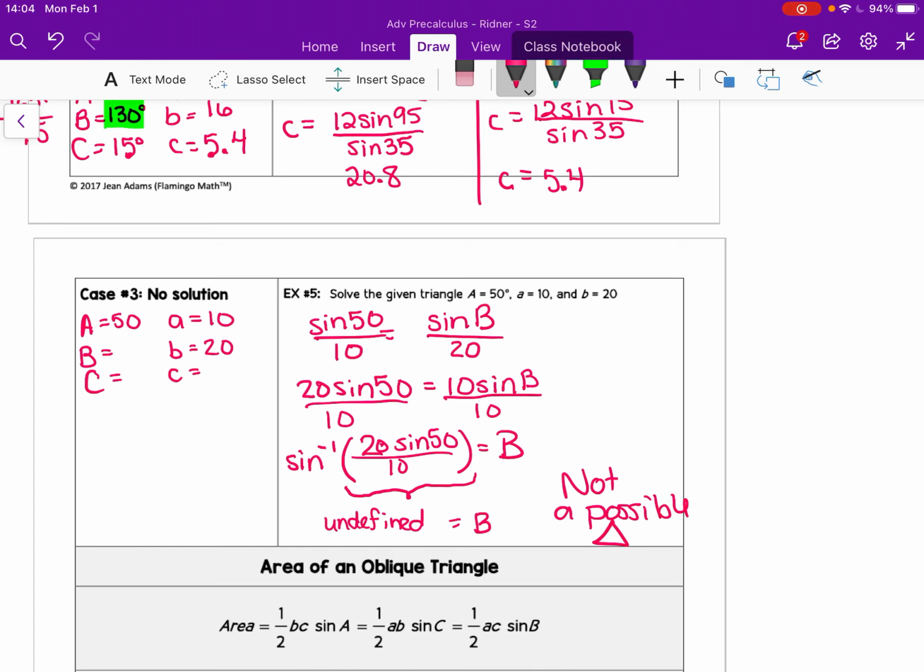And that would be your ambiguous case with the 3 different types of solutions. We will be practicing more in class.